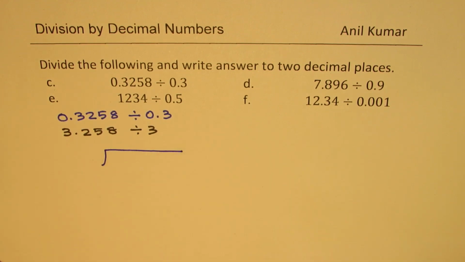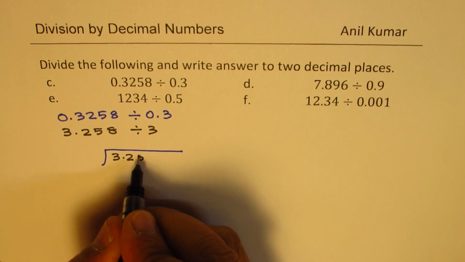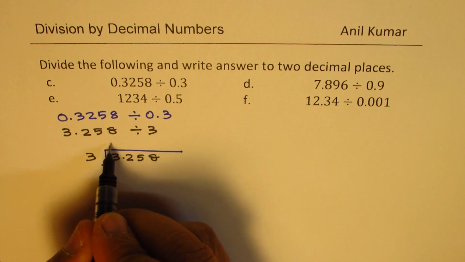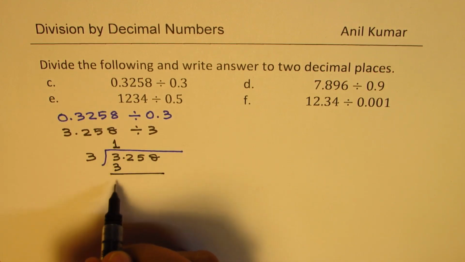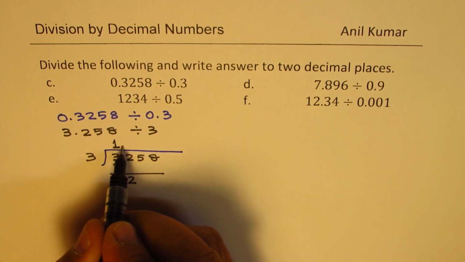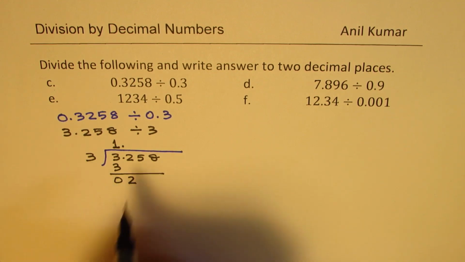So we'll divide the number 3.258 by 3. So 3 goes 1 times. So we get 3 here. 0. Bring down 2. Since we have picked a number after decimal, we have to put decimal in the quotient. Now 2 cannot be divided by 3.